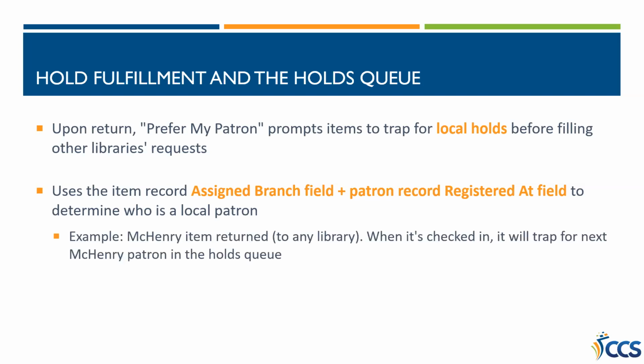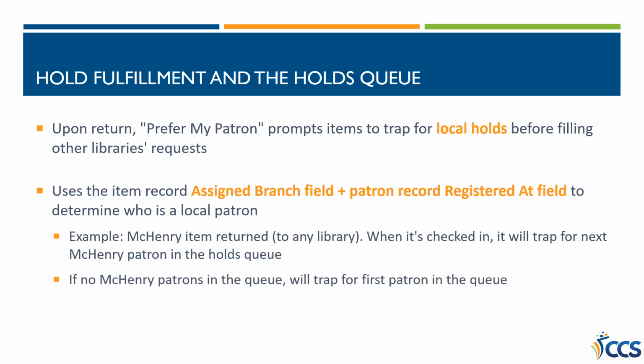So here's an example. I have an in-demand item that's being returned. This copy belongs to McHenry. When it's checked in, Polaris is going to look at the queue and see who the next patron in the queue is that's registered to McHenry, and then it's going to prompt to fill the hold for that patron. It's only if there are no McHenry holds left in the queue that the item is going to trap for the first person in line.